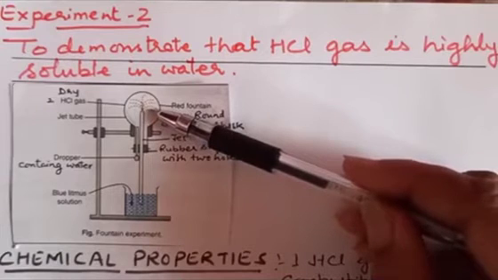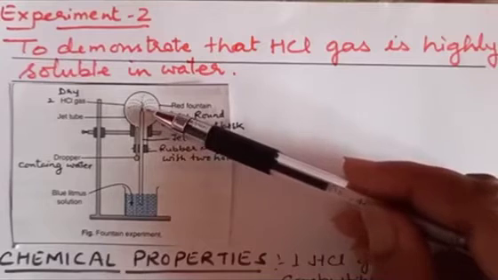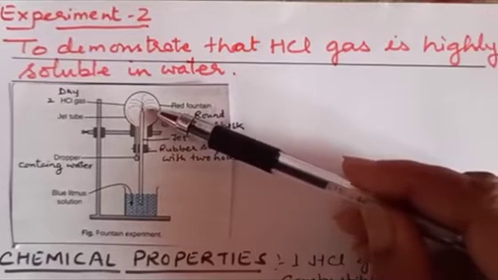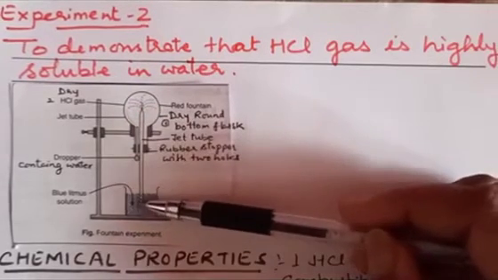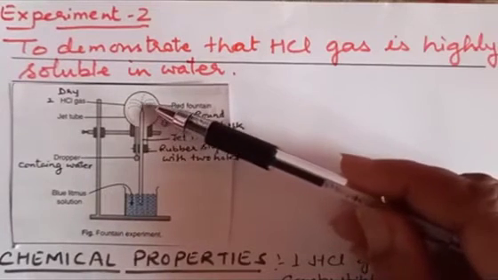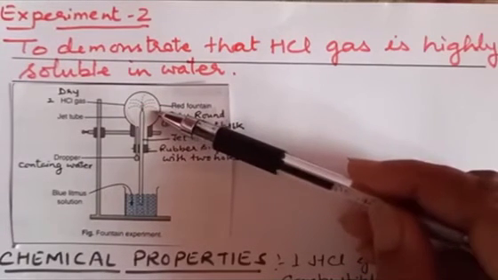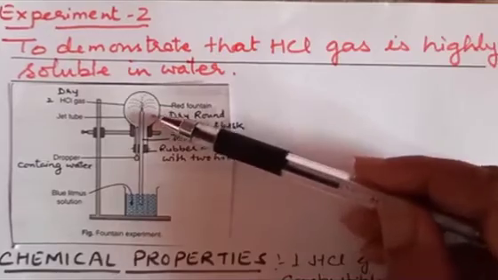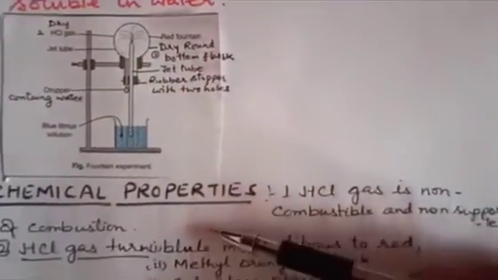Why will it come out in the form of a red fountain? Because hydrogen chloride gas is acidic in nature and it turns blue litmus to red. That's why you will get a red fountain. Right? Understood?